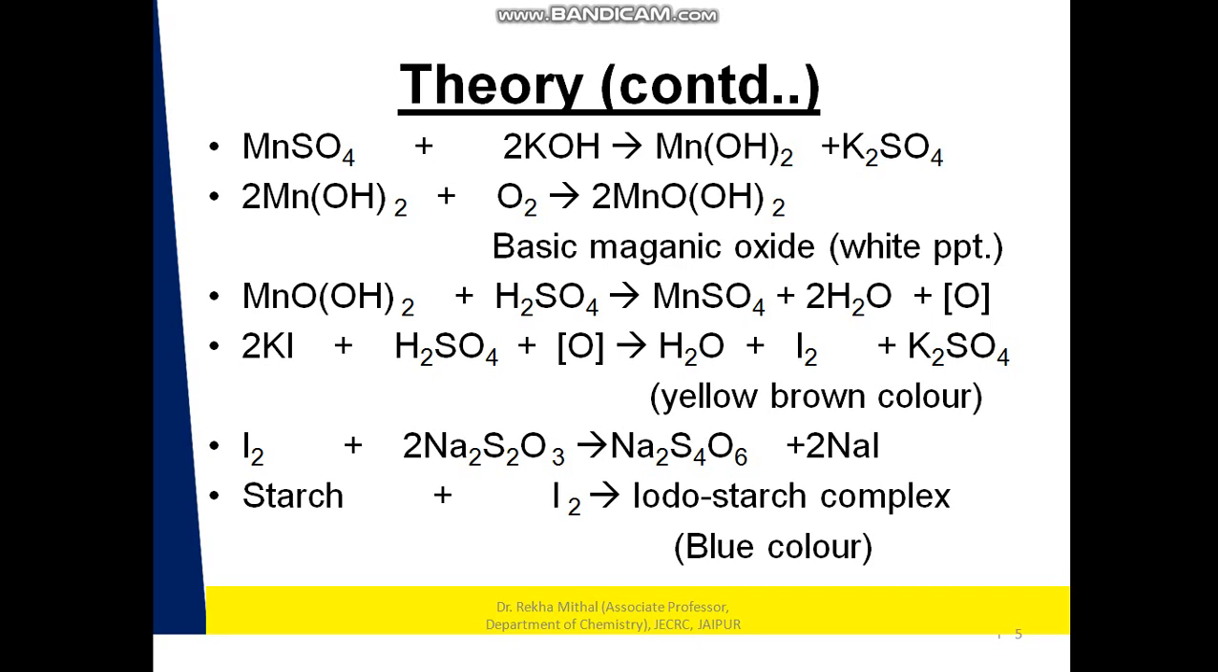Then that white precipitate gets dissolved and we get a yellow brown color solution, and from this solution we do the titration using starch as an indicator. As we add the starch, a blue color appears, and this blue color is because of the iodo starch complex, which we represent in the last reaction, that is starch plus iodine gives iodo starch complex.